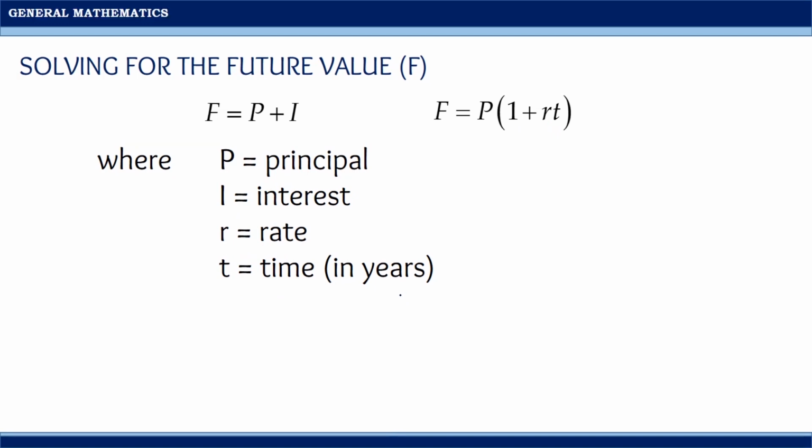Therefore, if you are looking for the future value and you were given the principal and the interest, then you will be using formula number 1. Moreover, if you are given the principal, the rate, and the time, then you will be using formula number 2 in solving for the future value.